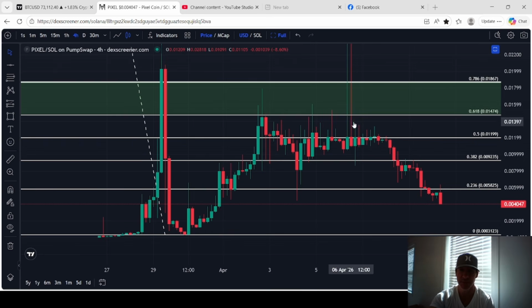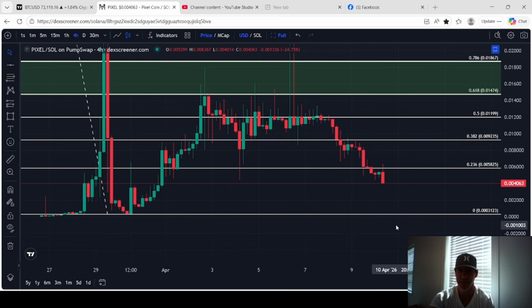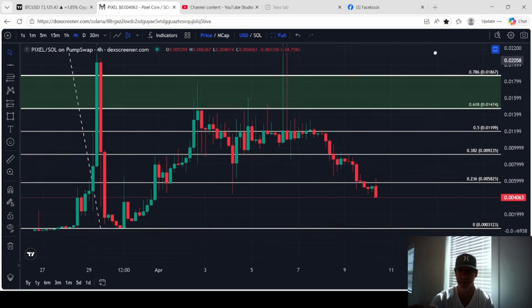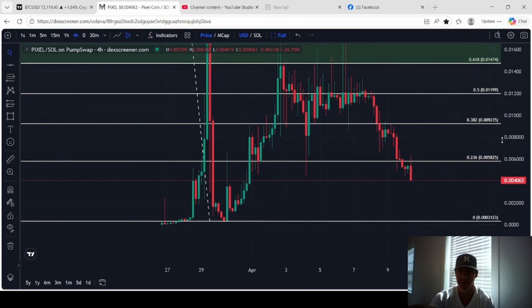Can't get above. So basically, we need to reload, come back down, find buyers down here that want to send it back up this way. So that's what we're looking for. We're looking for a place where there's buyers who want to buy and ride it back up to the top.